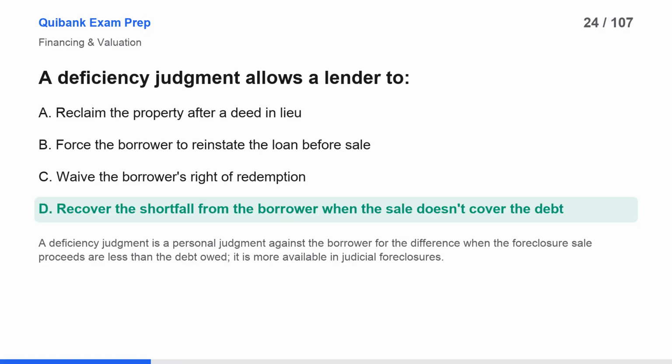The answer is D. Recover the shortfall from the borrower when the sale doesn't cover the debt. A deficiency judgment is a personal judgment against the borrower for the difference when the foreclosure sale proceeds are less than the debt owed. It is more available in judicial foreclosures.